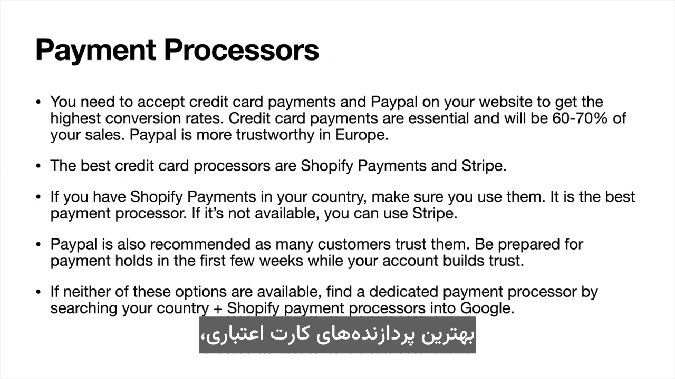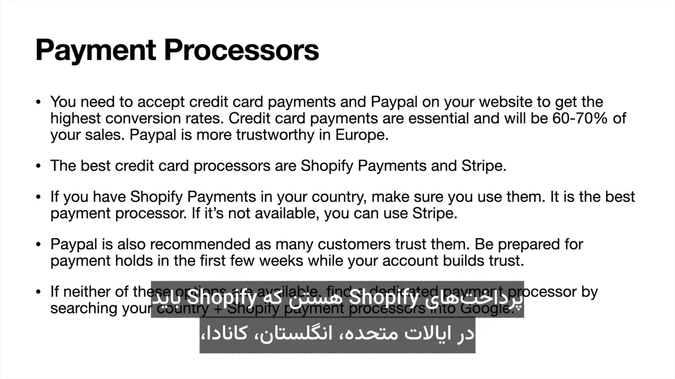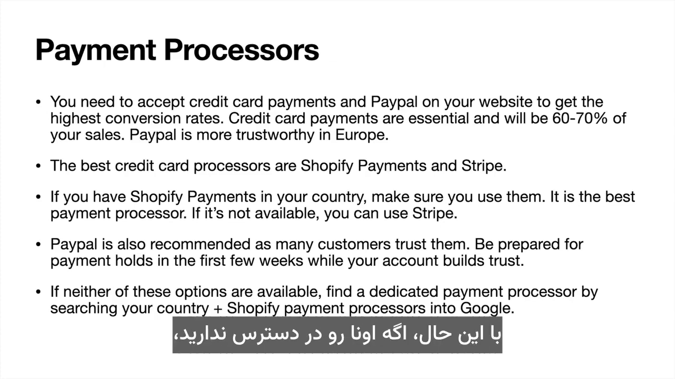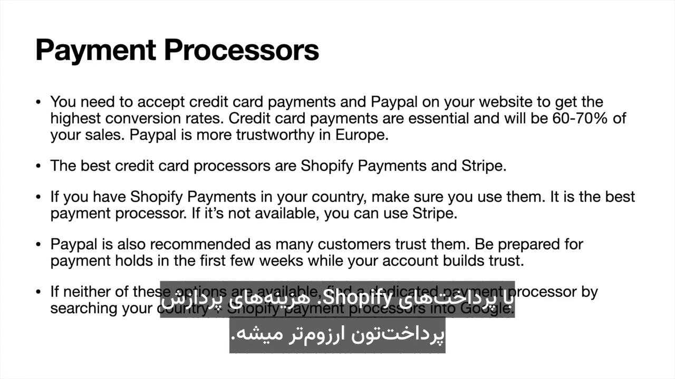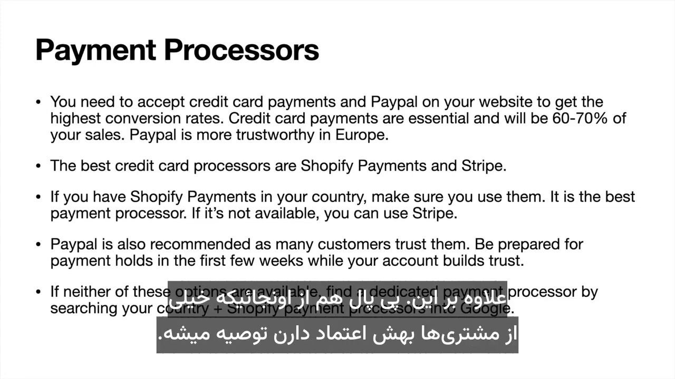The best credit card processors are Shopify Payments. Shopify Payments should be available in the US, UK, Canada, Australia. However, if you don't have that available, make sure you use Stripe. With Shopify Payments, you will get cheaper payment processing fees. In addition, PayPal is also recommended as many customers trust them.